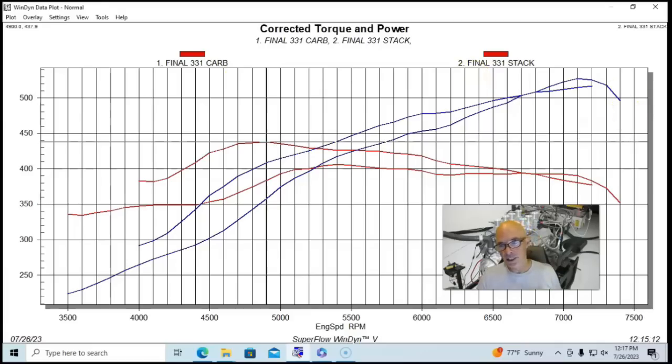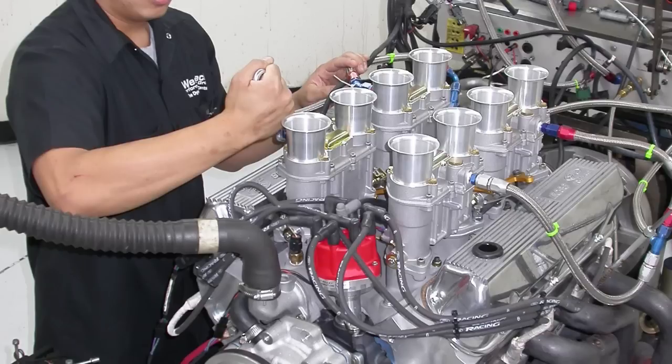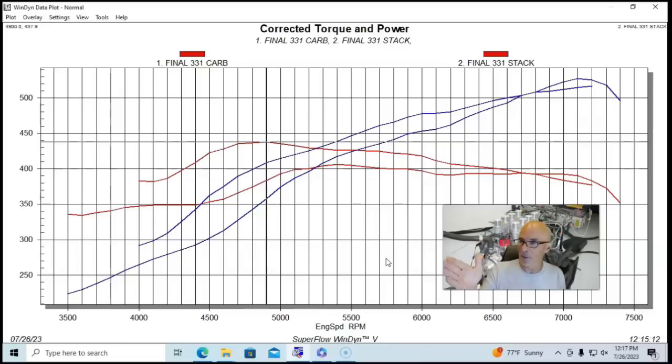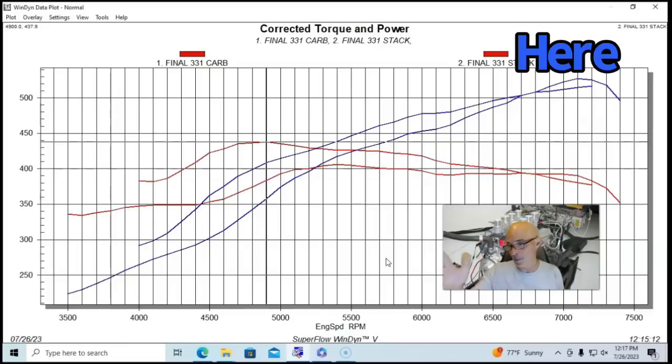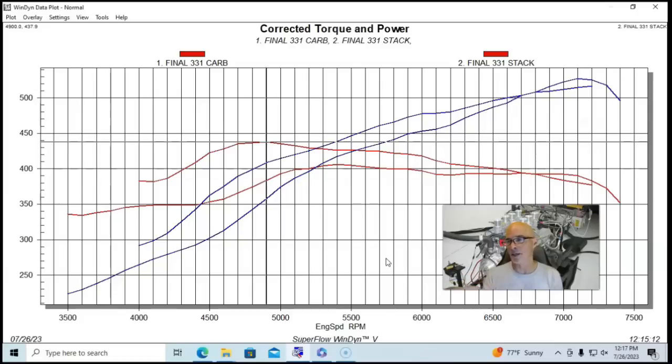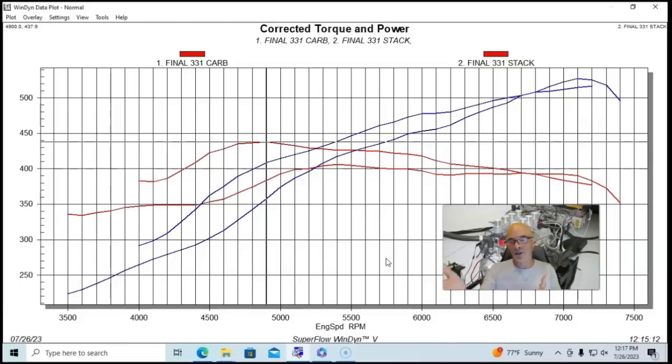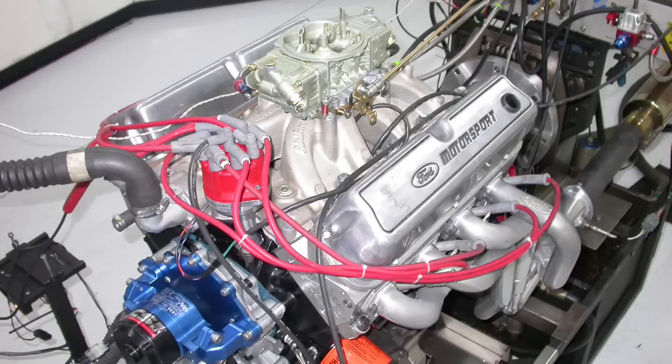So you can see the power difference between the longer runner stack injection and our funnel web single plane intake manifold. At the very top, we got a little bit more peak power past 6,800, but you can see on the carbureted deal, we got into some valve float with the springs that Ford Racing supplied on those Z heads. So there you have it. Stack injection looks kind of like a winner there. It does make good power as shown here, but it also looks very cool. Let's find out how well it did on a 408.